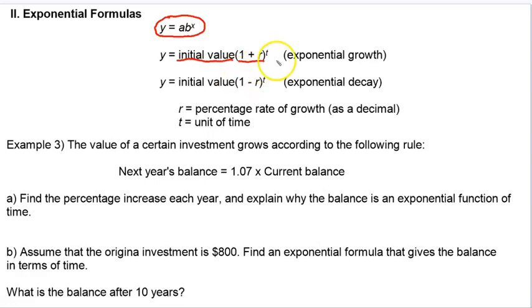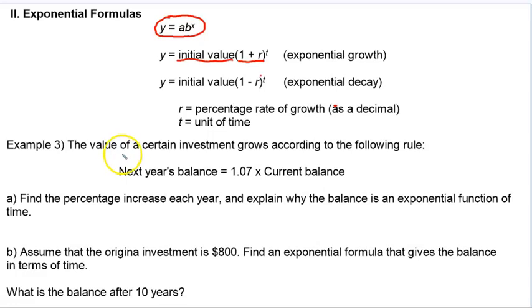So the difference between these two, of course, one is growth, and our B, our base, is obtained by doing 1 plus the rate of growth. And if it's decay, it's all the same, except a big difference here. We're going to do 1 minus the rate of growth, the percentage. Okay, and here's some more just to remind you of what was just said. Make sure you take the percentage rate of growth or decay as a decimal, and then do the addition or the subtraction depending on whether you have growth or decay.